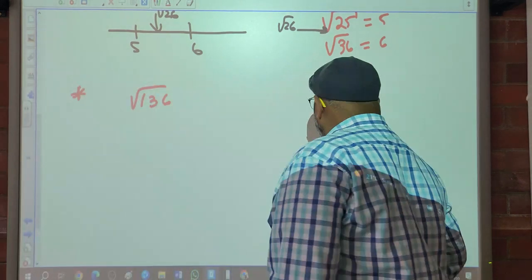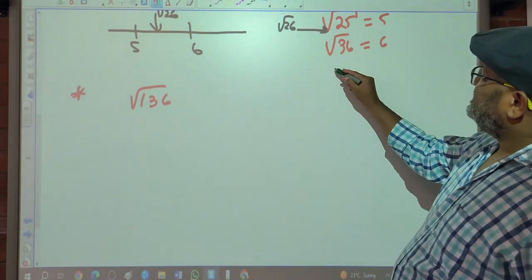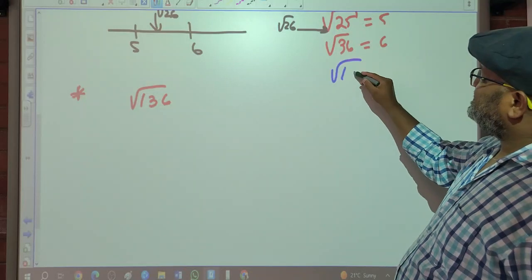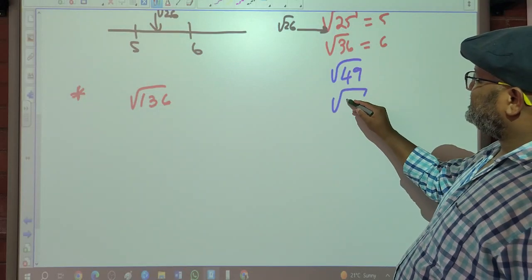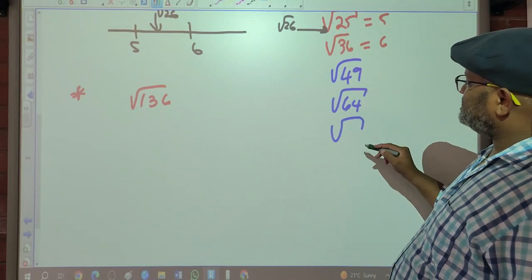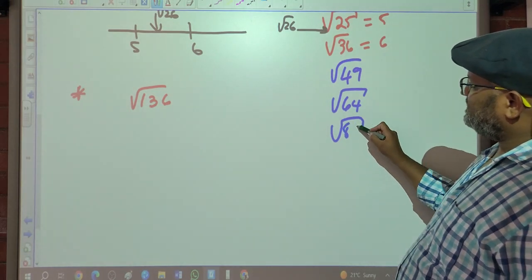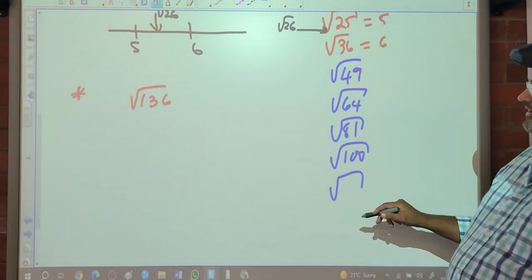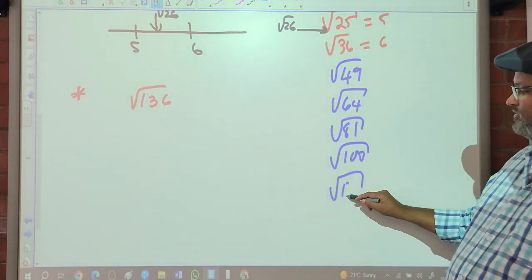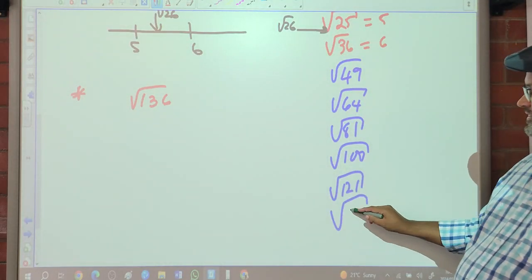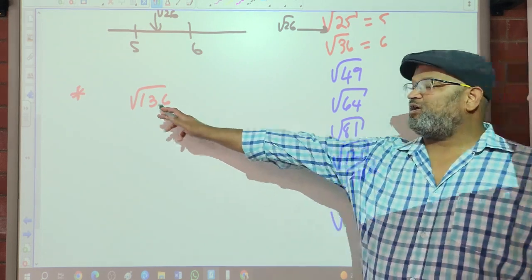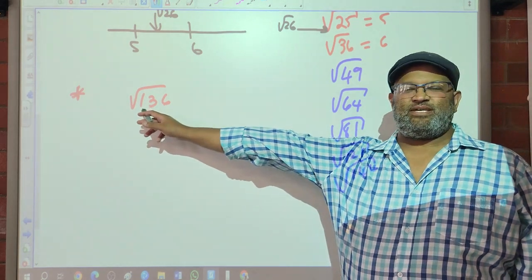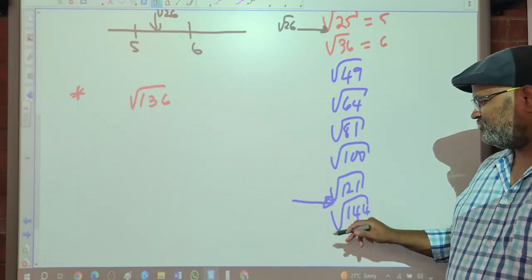What is then the next perfect square after this? Square root of 7, which is 49. Square root of 8 is 64. The square of 9 is 81. Square root of 10 squared 100. 11 squared 121. 12 squared 144. Okay, there we were over now. So what does that mean? It lies between these two.